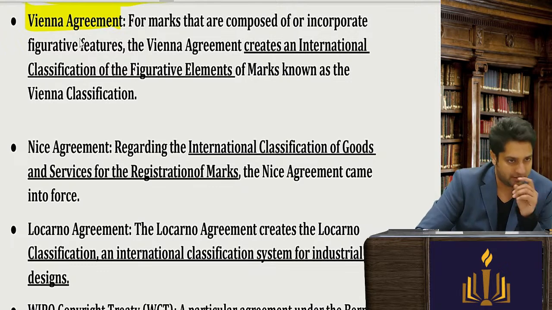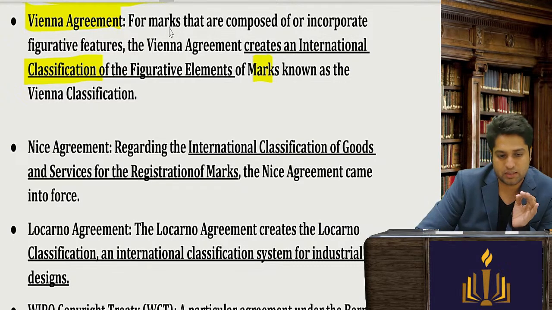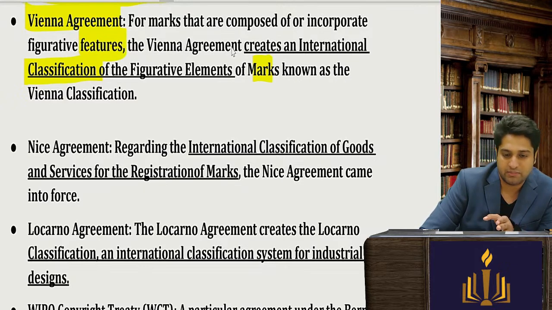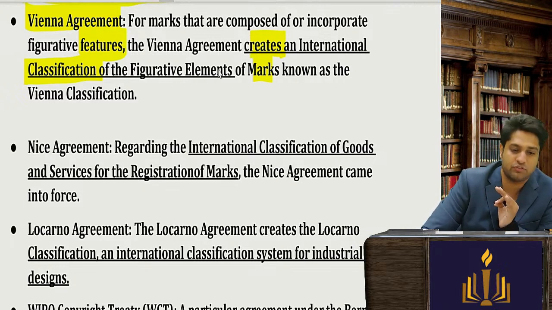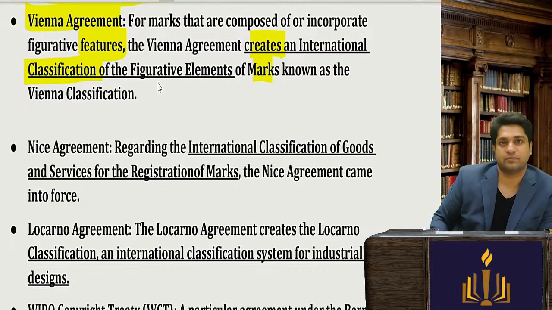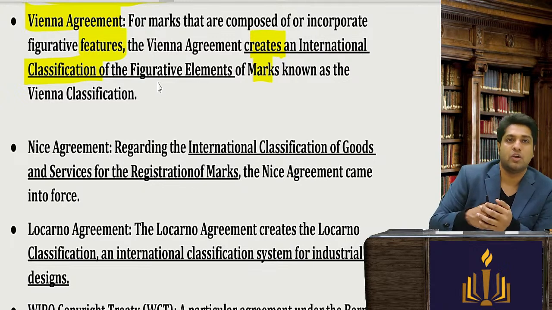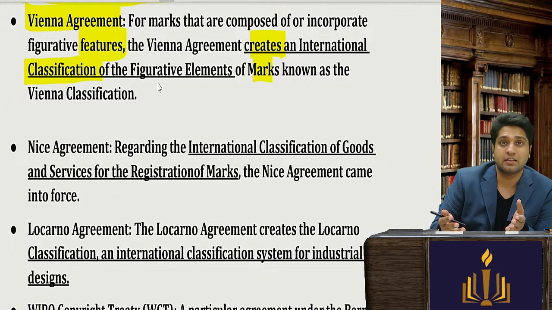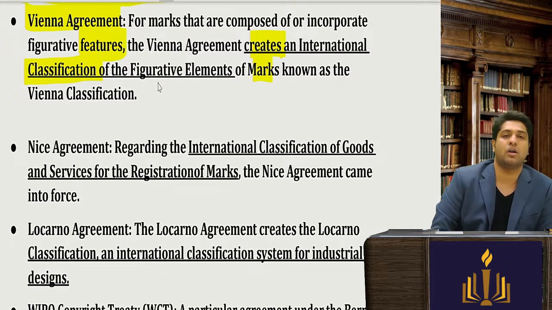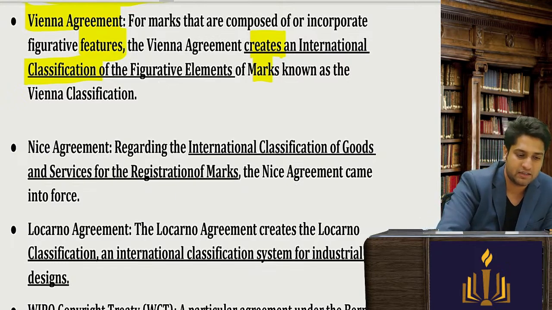The Vienna Agreement was of a similar kind, but here they have given the classification of marks. For marks that are composed of or incorporate figurative features, the Vienna Agreement creates an international classification of figurative marks known as the Vienna classification. Now let's understand, there is a product coding system which classifies the marks as per their category. For example, you could have steel in one category, then you will have raw steel, then steel mixed with XYZ, or steel scrap. Different subcategories will be given. That classification system has been provided under the Vienna Agreement.